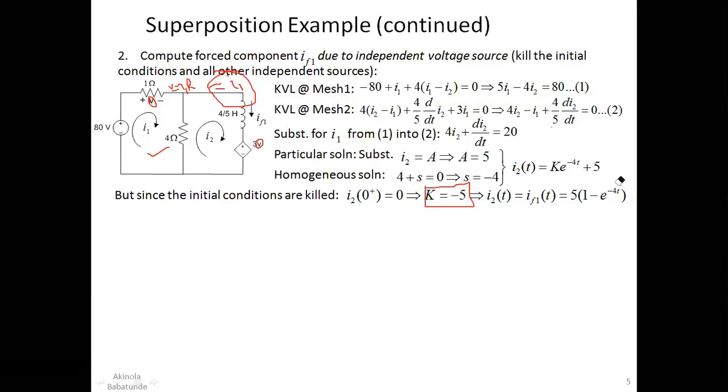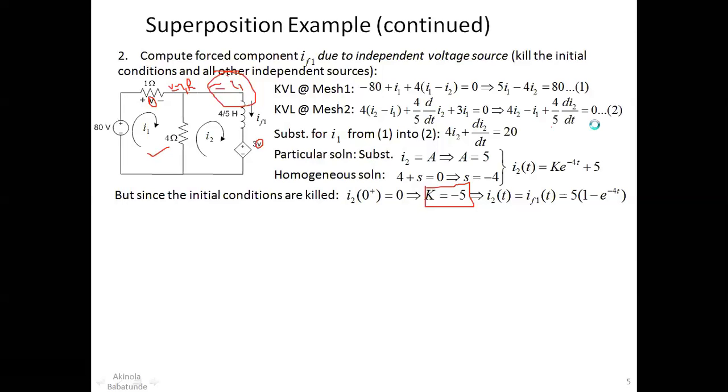So this is the response you get. This is the first response you get when you kill the current source and then you try to find the response based on the voltage source. Okay, so this is what you get. The next thing we want to do right now is to kill this voltage source and then find the response of this circuit based on the current source.